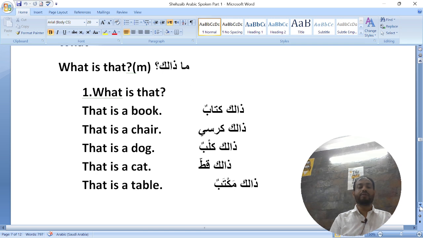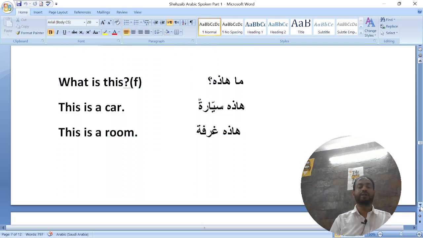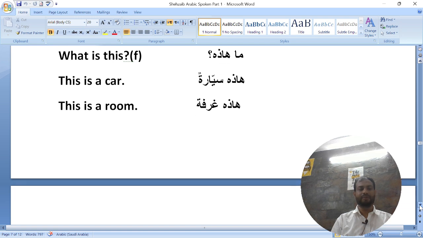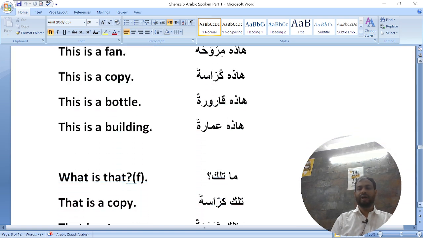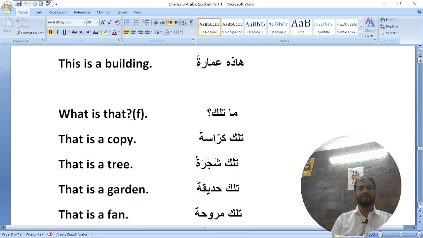Okay, here we are going to learn regarding female. What is this? Ma hazihi, this is a car. Hazihi sayyaratun, this is a room. Hazihi ghurfatun, here this is a fan. Hazihi mirwahatun.